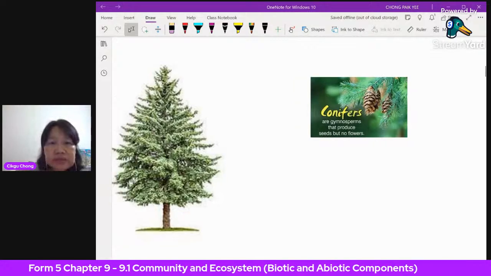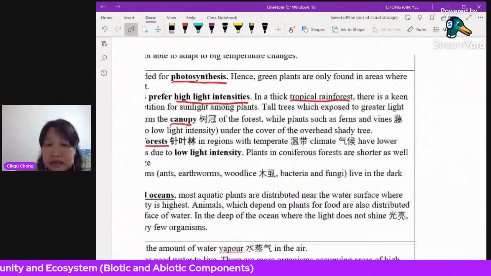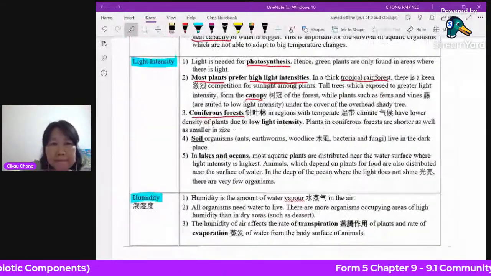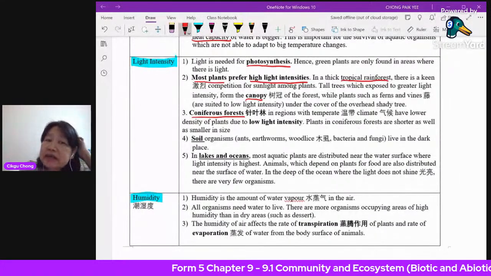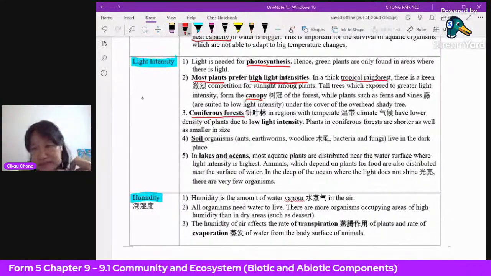So let's look at this. Conifers, they are green, right? So they also need the light. They can produce food, right? They are producers as well. So soil, right? For these animals that live in the soil, they will prefer to have less light intensity. They prefer a dark environment.